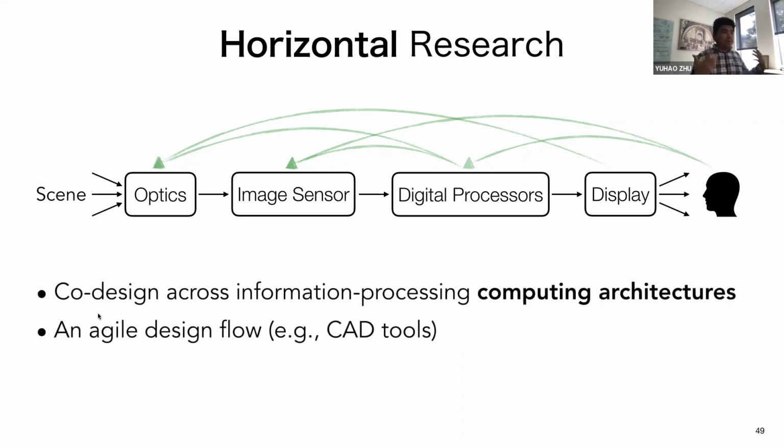across what I call information processing computing architectures. Typically these processors are what we call computer architectures. But if you look at sensors, optics, and displays, they process information, except optics process optical information, sensors process analog information, right? So these are all information processing computing architectures. And what I'm essentially advocating is co-designing across these information processing computing architectures.